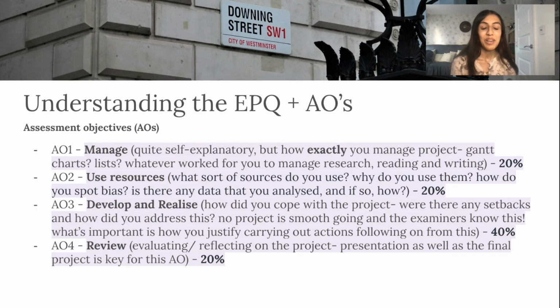I think that the AOs are so underrated for every subject, but especially for the EPQ. I think that most people approach the sections on the production log and don't realize that they basically already have a stepping stone on how to answer the questions, because you just need to link your experience to 4 things essentially. So the manage, which is AO1, use resources, which is AO2, develop and realize, which is AO3, and review, which is AO4. Now, note that AO3 is a big chunk, 40%.